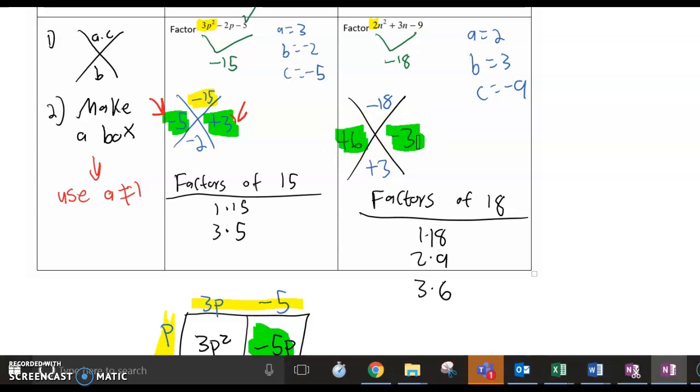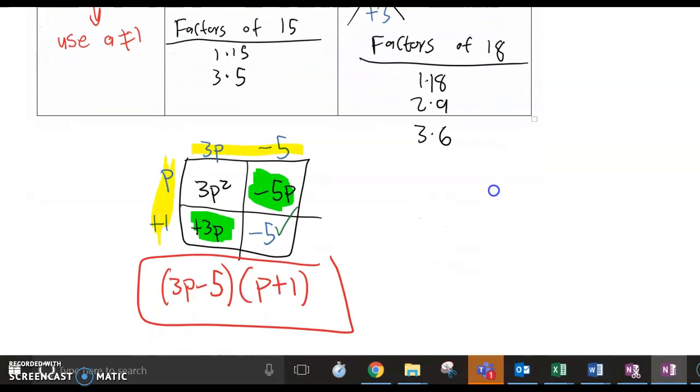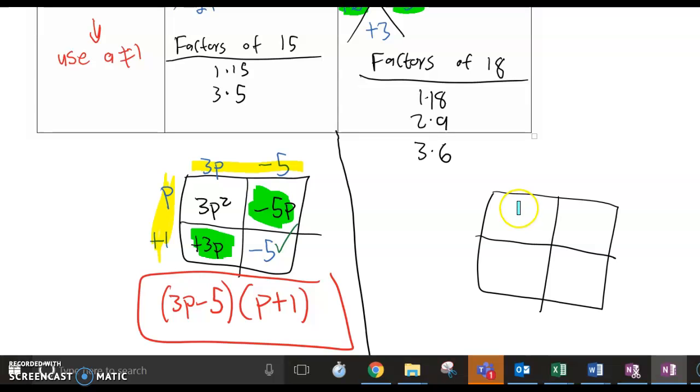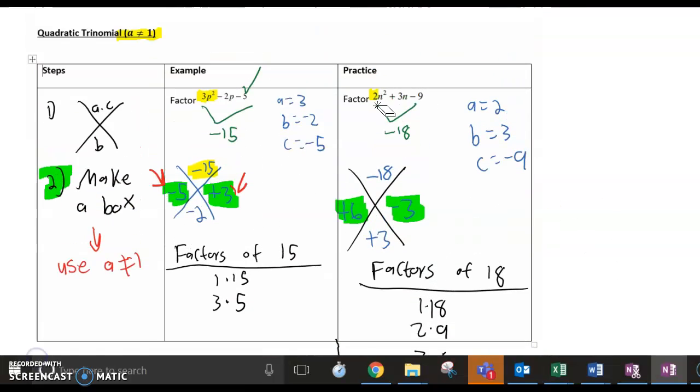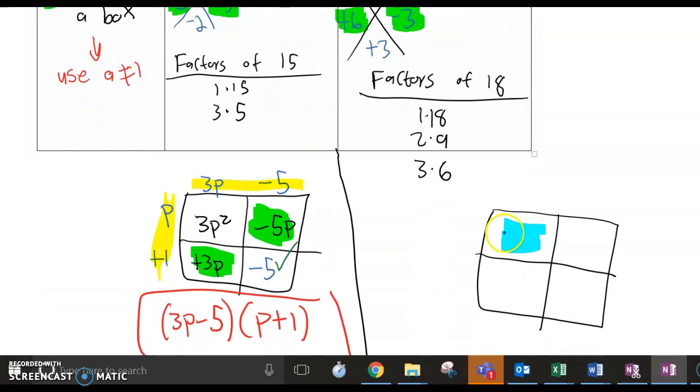Great. Step 2, we're going to make our box. Why are we making our box? Because A was not equal to 1. I'm going to draw a dividing line from the last problem. Here we are. Okay, let's color code a little. Top box is always the whole first term. So my top box is 2n squared. What makes 2n squared? 2n and n.